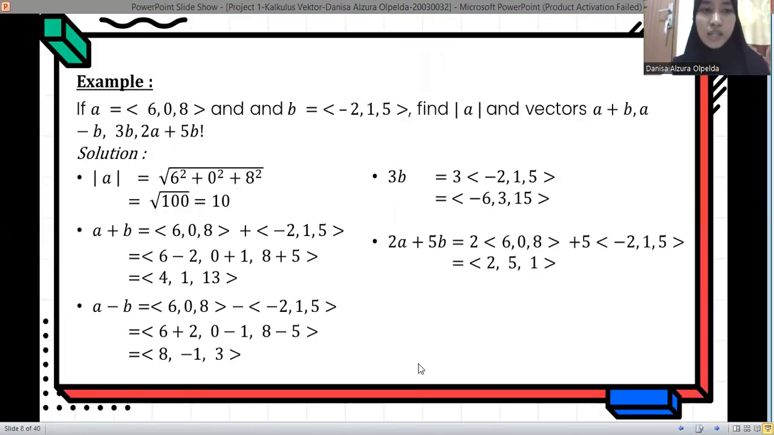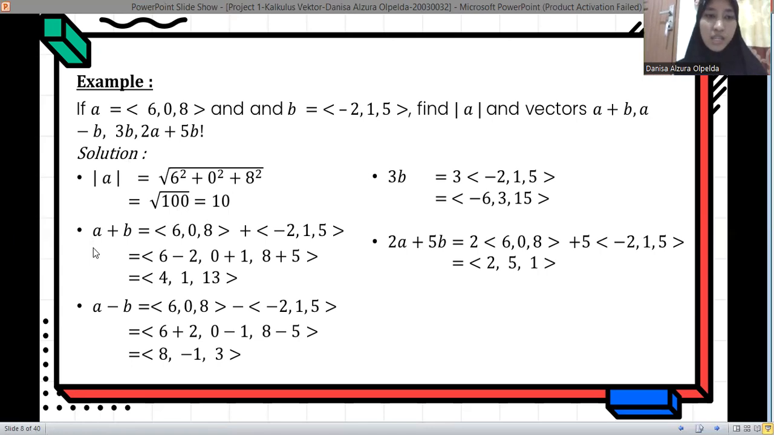Example, if A is 6, 0, 8 and B is minus 2, 1, 5, find the absolute value of A and vectors A plus B, A minus B, 3B, 2A plus 5B. Solution. The absolute value of A is equal to the root of 6 squared plus 0 squared plus 8 squared, is equal to the root of 100, is equal to 10.